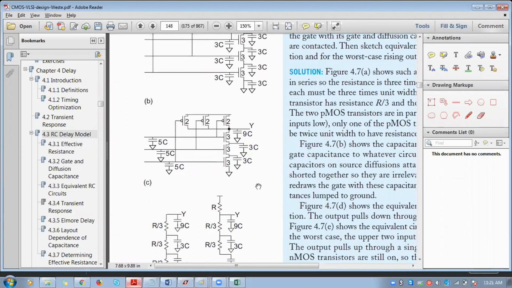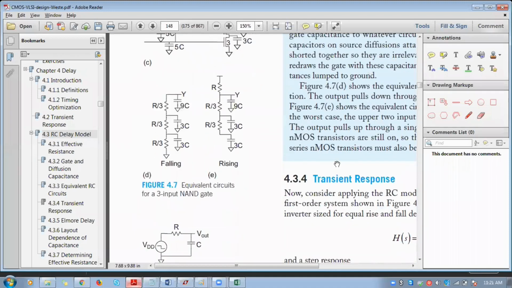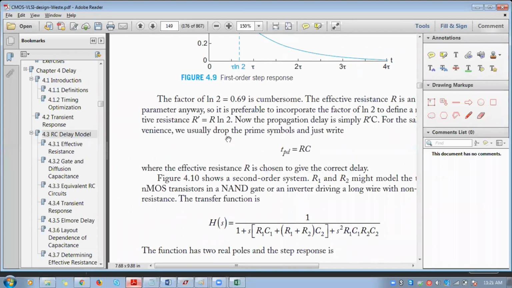From the equivalent circuit at the time of rising as well as falling, the rising network comes from the equivalent circuit related to the PMOS side, and this is the equivalent circuit related to the NMOS side. In order to calculate the resistance value, as I have already mentioned, the rising time current and falling time current have to be equal. Then only can you calculate the equivalent resistance. So that's all about your RC delay modeling.